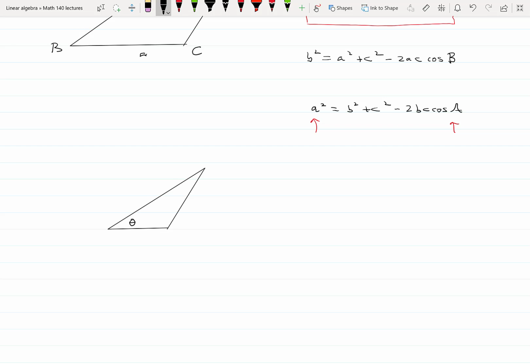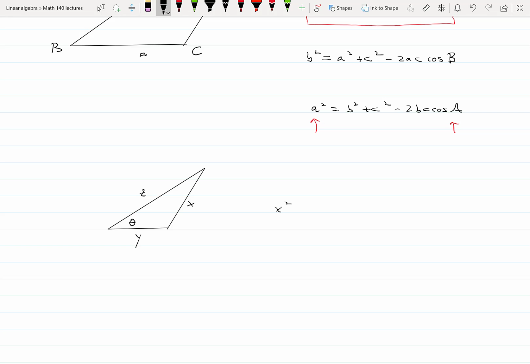And this side opposite theta is x. And maybe the horizontal side y and the longer side z. So let's write out a version of the law of cosines involving x, theta, y, and z. So we start out with x squared.